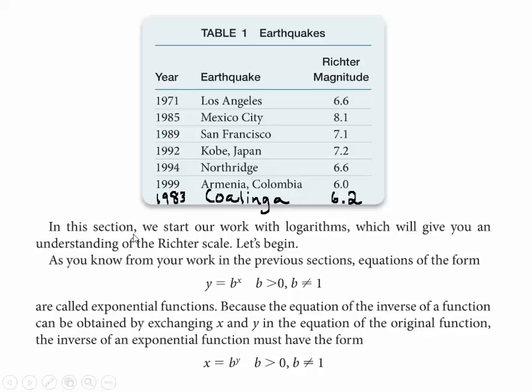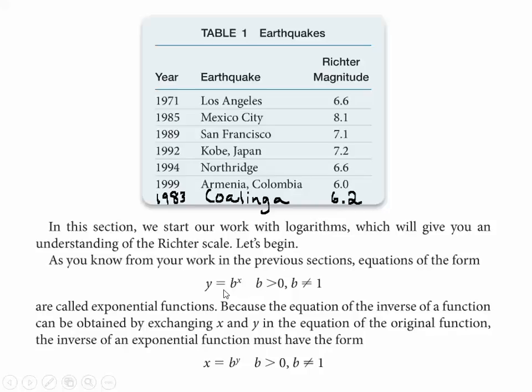All right, in this section we start our work with logarithms, which will give you an understanding of the Richter scale. So let's begin. Notice from last time, y is equal to b to the x. Wasn't that our little definition of something? That was the exponential function, right? Let's go a little bit more in depth.